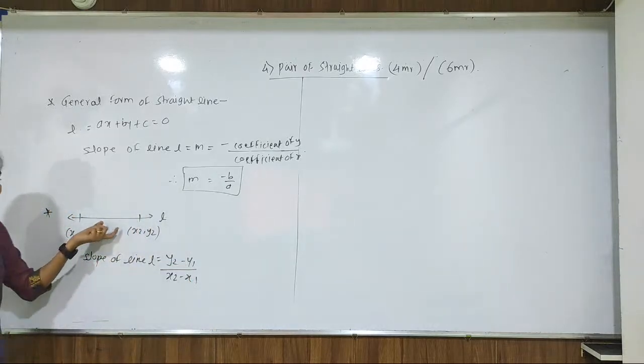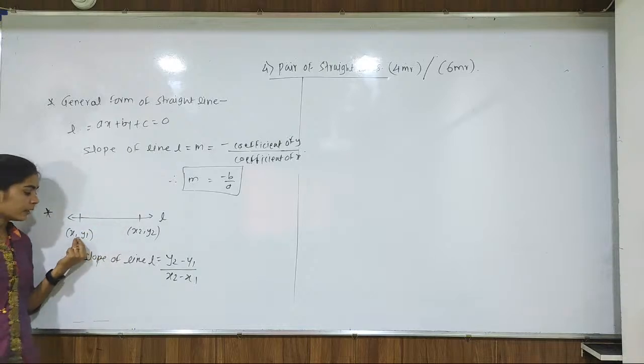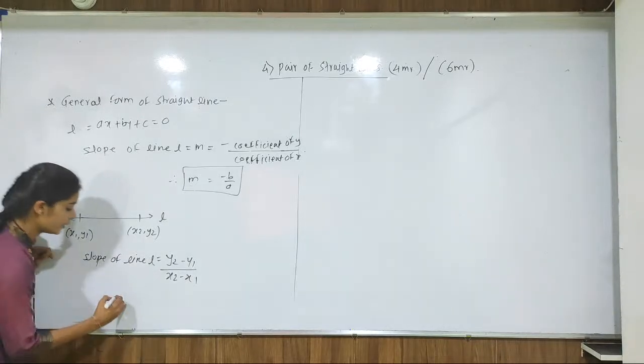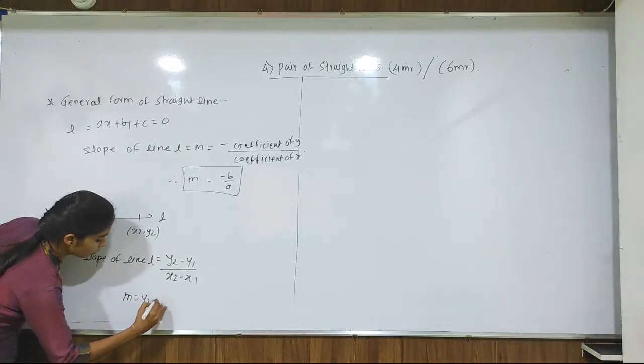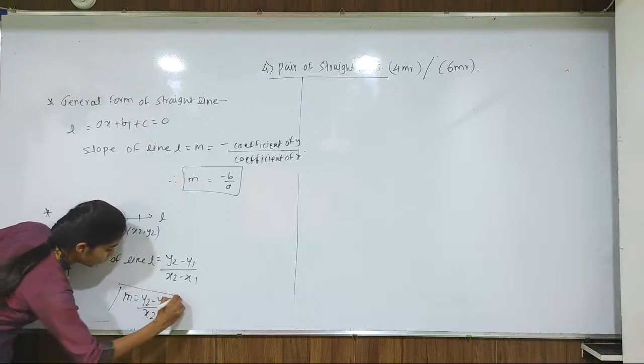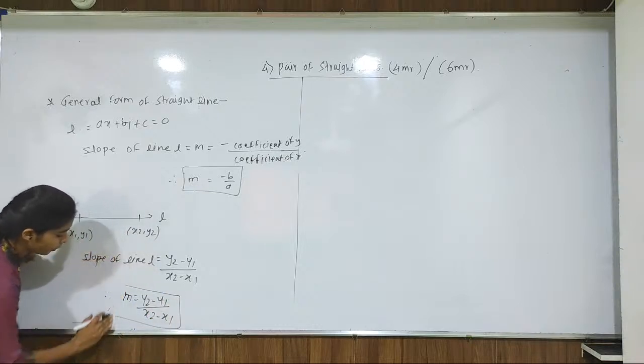So if we have a straight line and on the straight line there are 2 points, then we can find the slope of line L. Means slope is equals to what? y2 minus y1 upon x2 minus x1. Note down these formulas. Okay, it is very important.